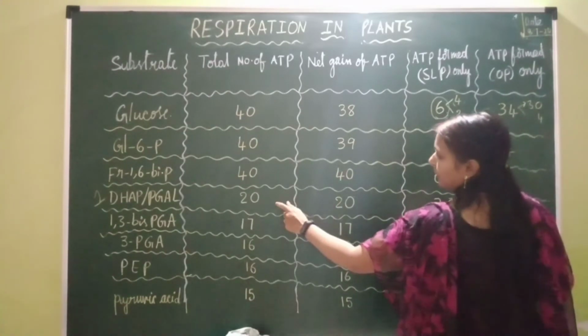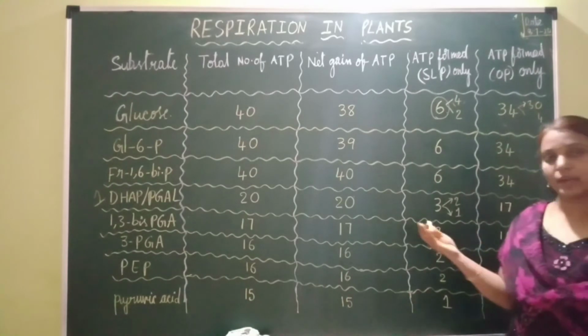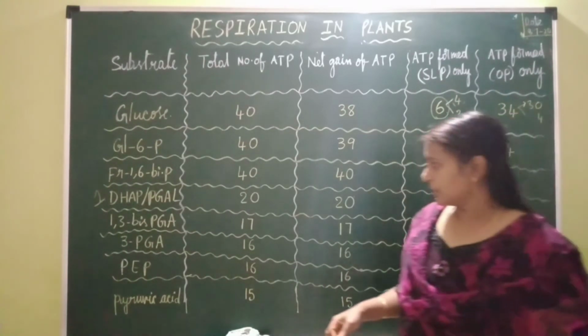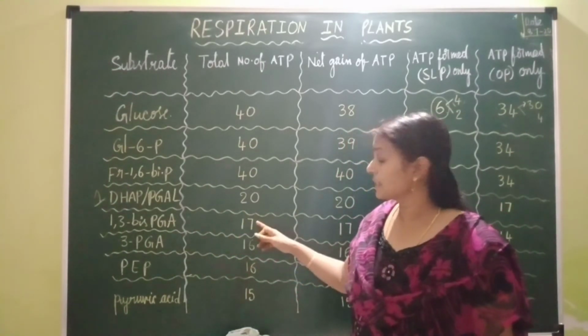So total number of ATP formed is equal to the number of ATP, which is net gain. Okay, next coming to 1,3-bis PGA. Total number of ATP formed is 17 here.